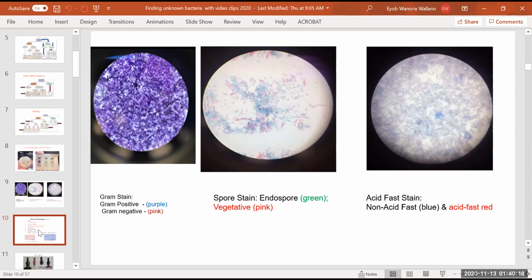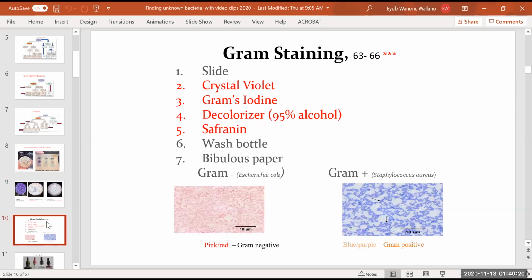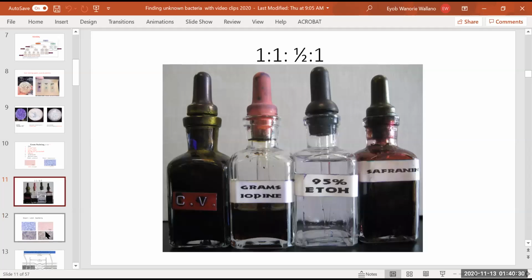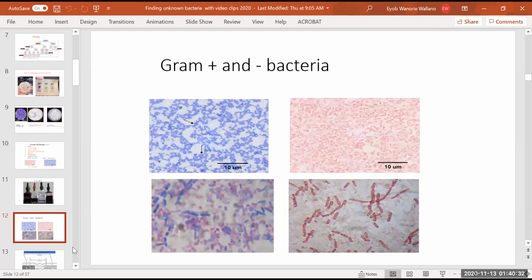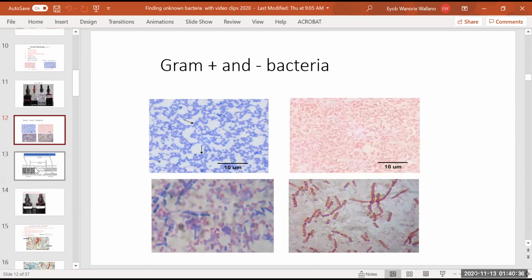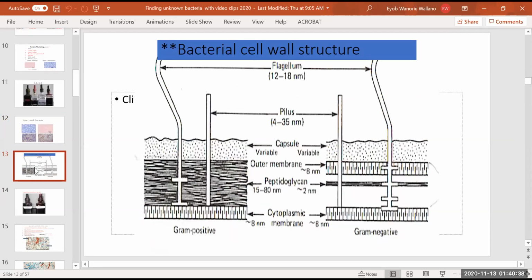Okay, now look here. So gram stain, you know it. In gram stain, crystal violet, gram's iodine, decolorizer, and safranin, four of them you need to remember. And we focused on that already. And then these colors, you need to know how they need to appear. When you make gram-positive and gram-negative bacteria, even acid-fast bacteria, the cell wall is very important.